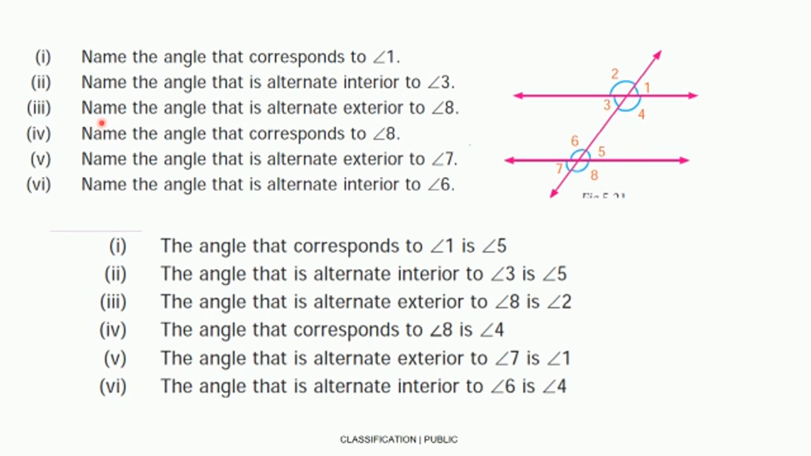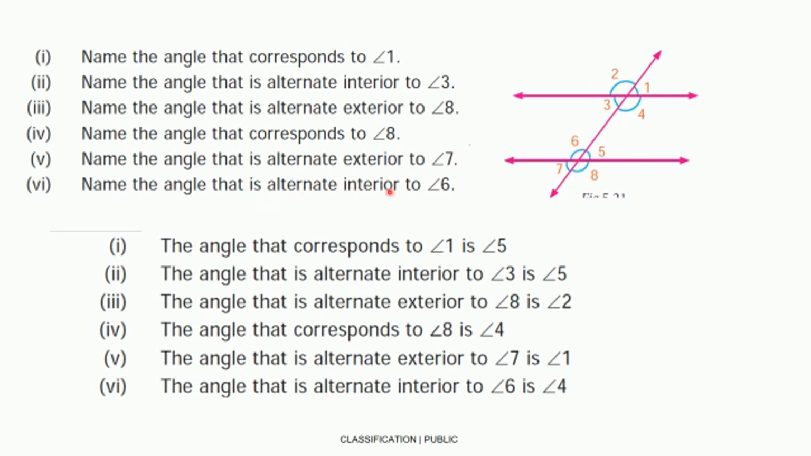Next, name the angle that is alternate exterior to angle 8. Here that is exterior, alternate means here. So the alternate exterior angle to angle 8 is angle 2. Name the angle that corresponds to angle 8. Here down, here also down. So angle 8 corresponds to angle 4. Alternate exterior to angle 7. So for angle 7, the alternate exterior is angle 1.